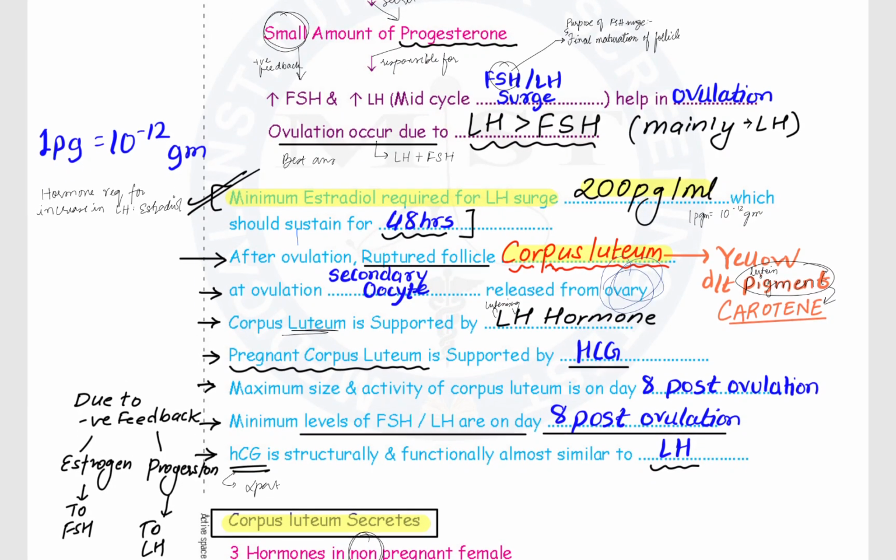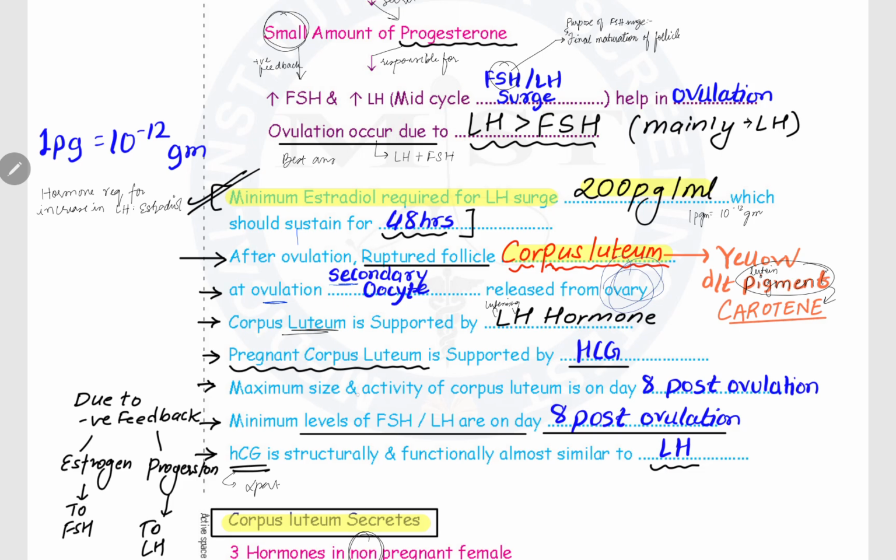Now, moving on. After ovulation, the ruptured follicle is known as corpus luteum, which is yellow due to lutein pigment or carotene pigment. Do not think carotene is red. It's a yellow pigment, lutein pigment. At ovulation, the secondary oocyte is released from the ovary. This question will be asked: secondary oocyte is released at what time? At ovulation time. The corpus luteum is supported by luteinizing hormone, LH. Pregnant corpus luteum, however, is supported by HCG.